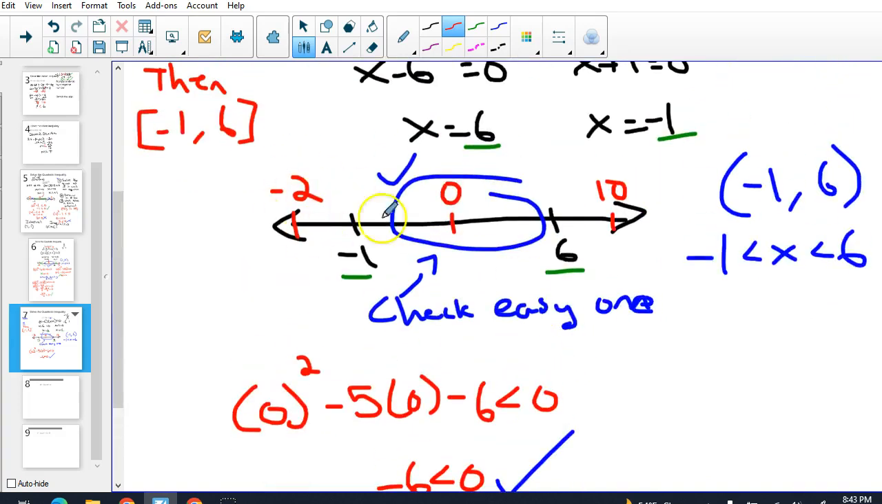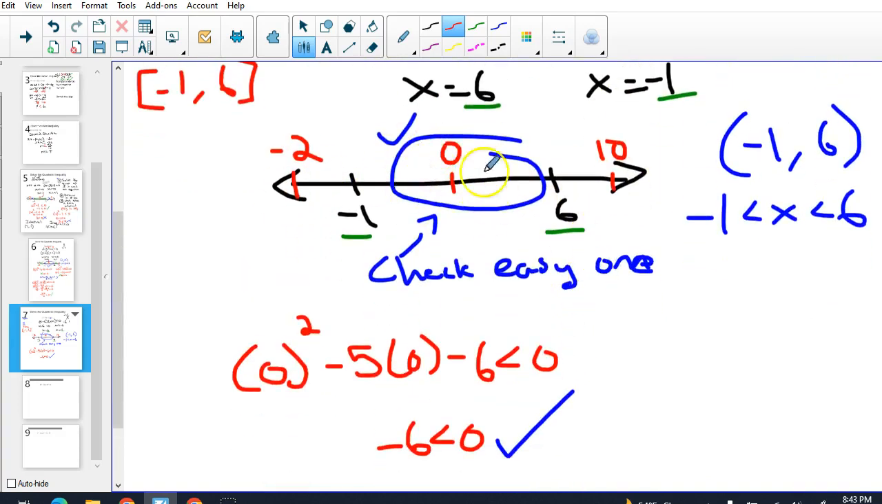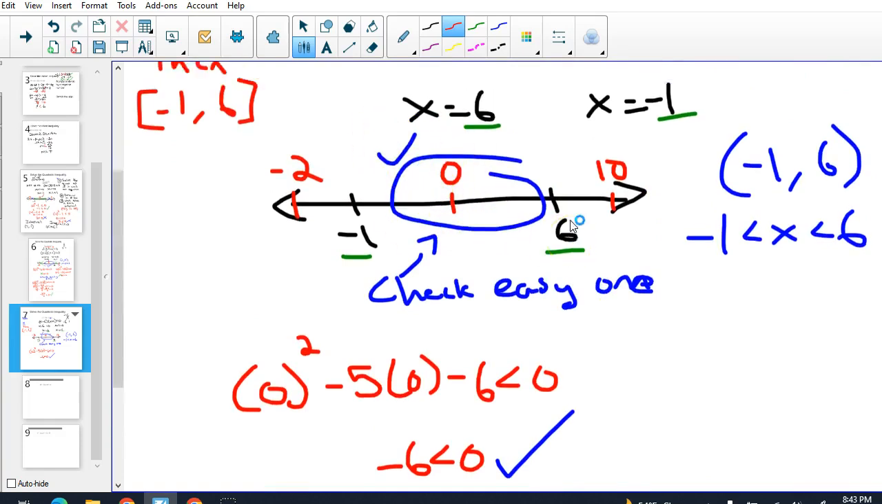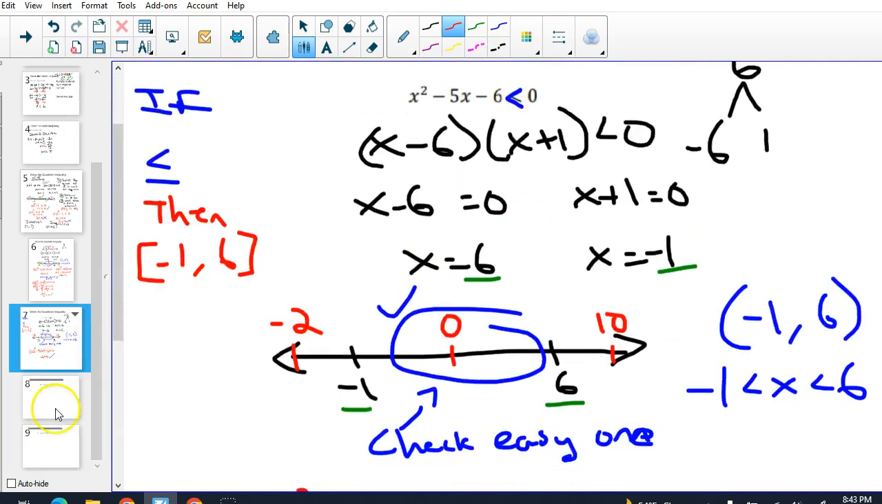If we wanted to, we could plug these in to check, but since I already know which one is the answer, we don't need to check them all. Okay? Alright, let's do one more.